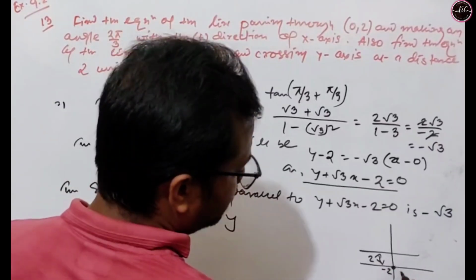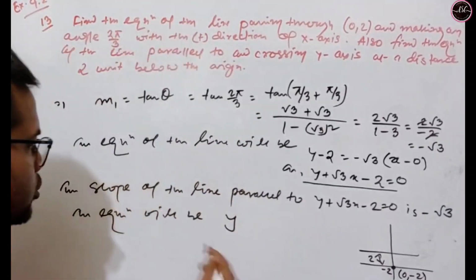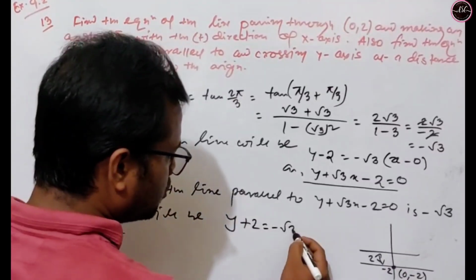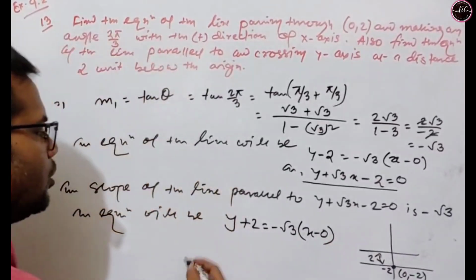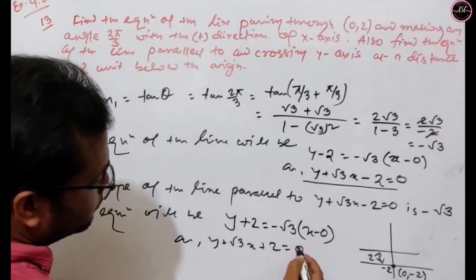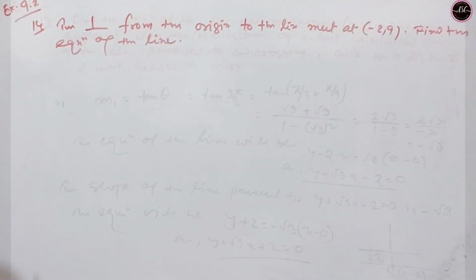Here this point will be 0 comma minus 2. Okay. So y minus y1, here y1 equal to minus 2, that means y plus 2 equal to minus root 3 into x minus 0. Okay. So the equation will be root 3x plus y plus 2 equal to 0. Okay. Then look at this question.